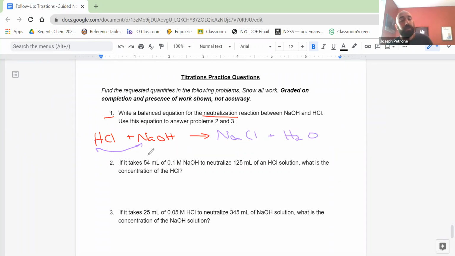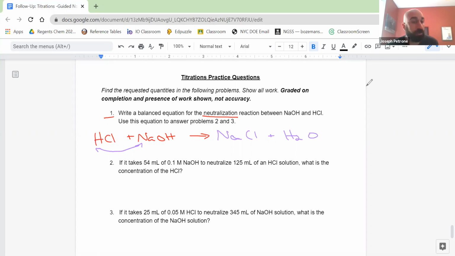Okay, so let's take a look at number 2. Number 2 says, if it takes 54 milliliters of 0.1 molar sodium hydroxide to neutralize 125 milliliters of a hydrochloric acid solution, what is the concentration of the HCl, the hydrochloric acid? So this is an example of a traditional titration question. And I'm going to put the formula up here that we'll use for reference.